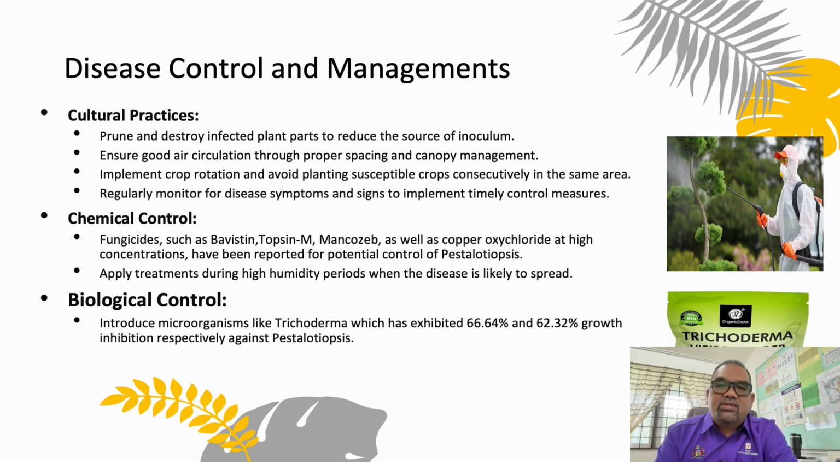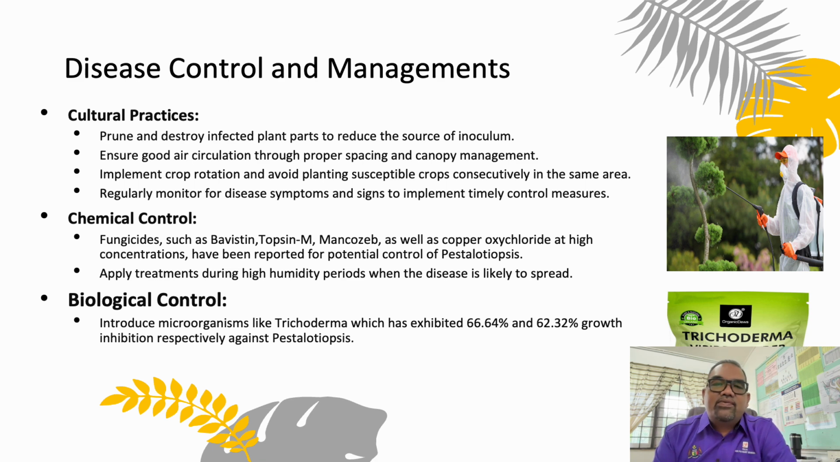Additionally, implementing crop rotation and avoiding the consecutive planting of susceptible crops in the same area can minimize the build-up of pathogens in the soil. Regular monitoring for early symptoms of the disease is crucial for implementing timely interventions.